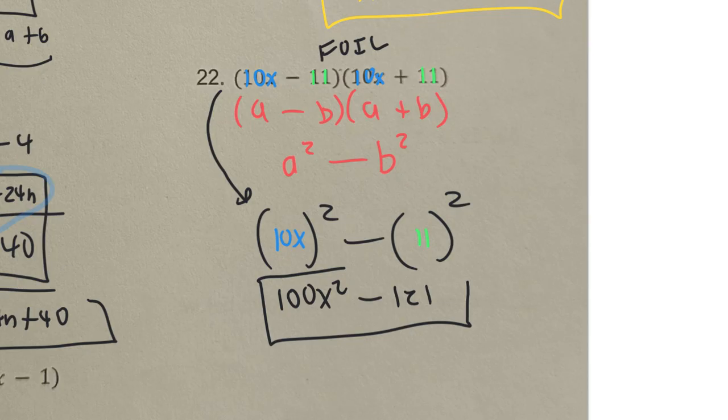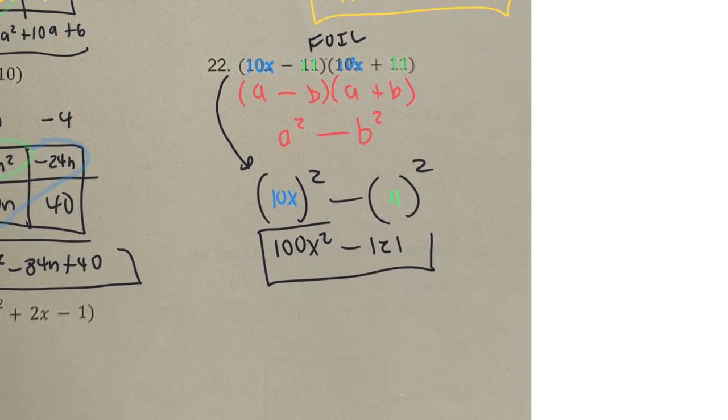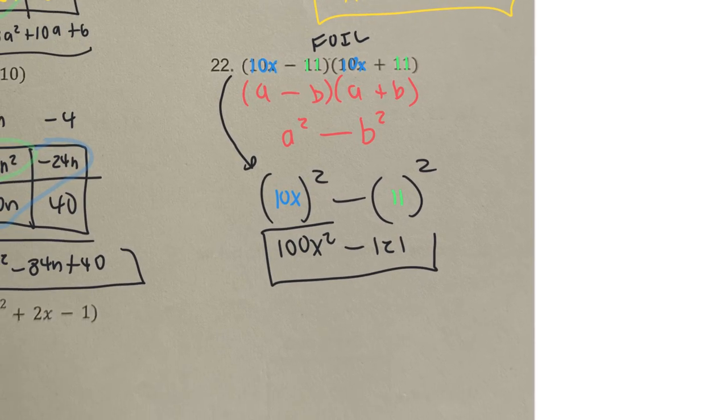And for my student watching, please understand that the 10x itself was wrapped in parentheses, which means this exponent of 2 gets applied not only to the x, but it also gets applied to the 10, which is why it became a 100x squared. However, you might be wondering, well, couldn't I have just FOILed it?